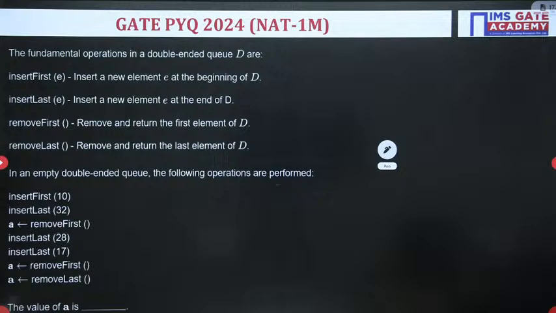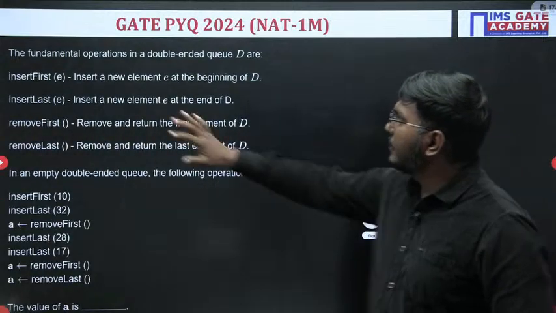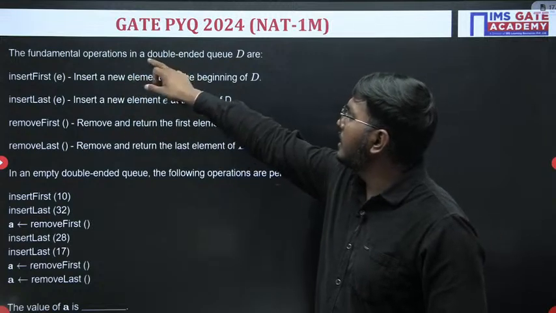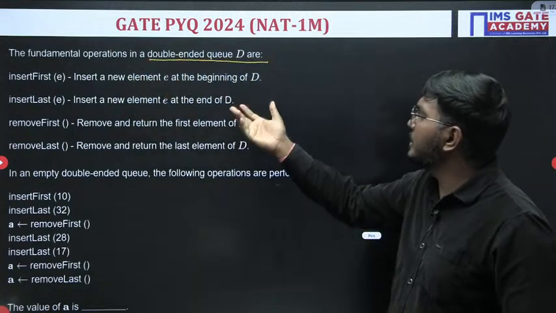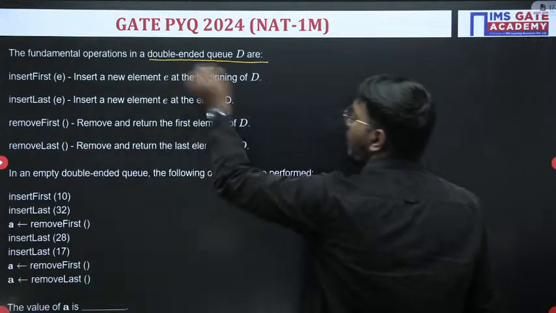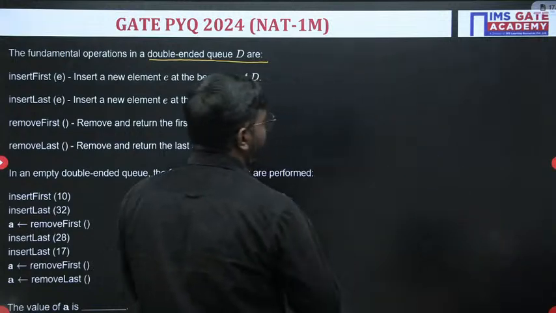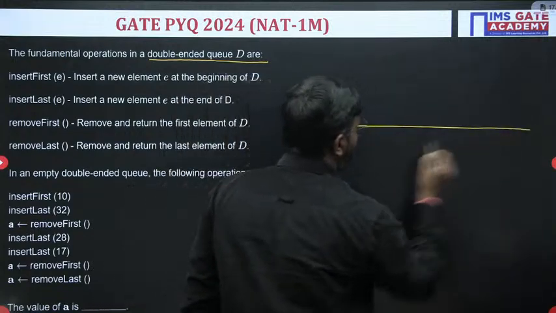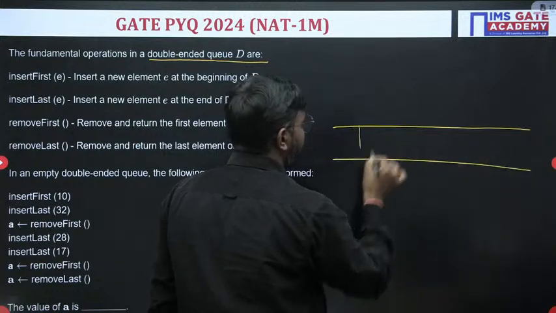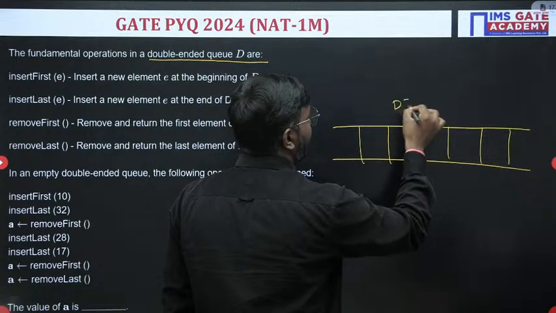Done? Okay, now see here, it's very easy. It says the fundamental operations in a doubly ended queue. Doubly ended queue means operations can be performed on both ends. Fine. Let's assume this is our queue. Okay, this is a doubly ended queue.